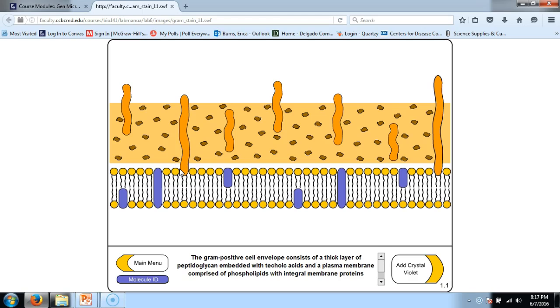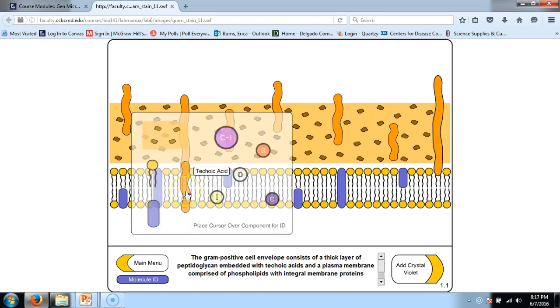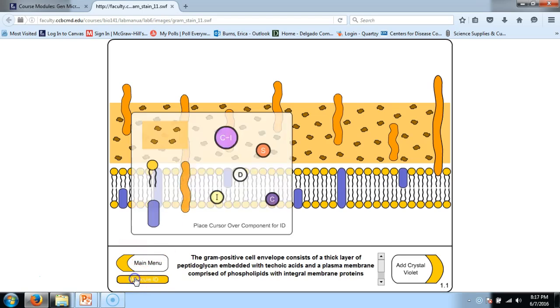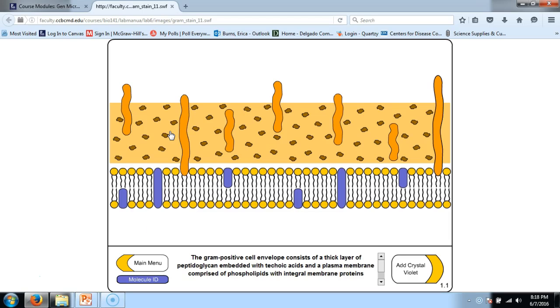So for a cell, all cells are going to have a membrane, right? And that's represented here. We have our phospholipids, our embedded proteins. Here is teichoic acid that's associated with the cell wall. And then we have the peptidoglycan layer, which we know is unique to what domain of organisms? Bacteria, which is what we're talking about.